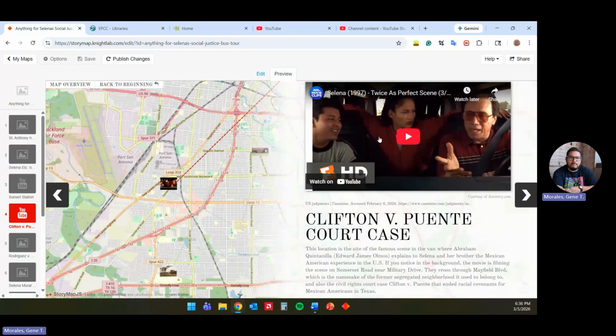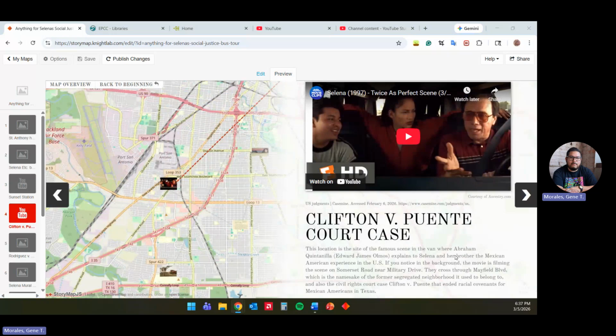This is a very interesting space because for the Selena movie, it represents that moment in time where Abraham Quintanilla is talking to AB and Selena, telling them about the experience of being Mexican American, living in the United States, and what that really entails. It's a very unique perspective, and it's given in the exact space where they filmed this, which is the space of the famous court case Clifton versus Puente, a court case literally about a battle between acceptance and entrance into a neighborhood in San Antonio by a Mexican American family.